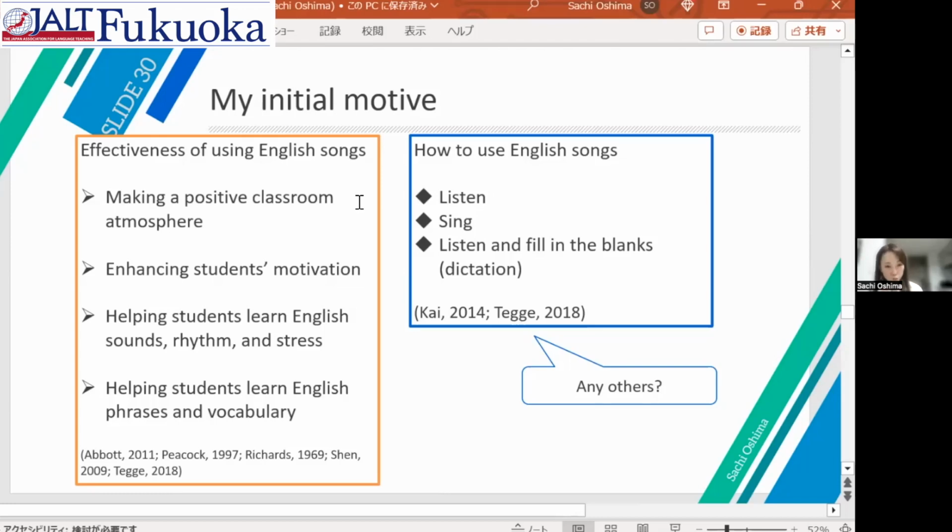However, how English songs are used in reality in a real classroom setting, in Japan especially, is just listening, or just singing together, or just listening and filling in the blank, in other words, dictation.